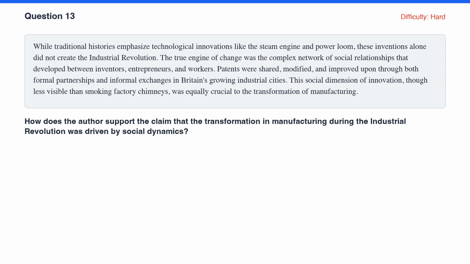Question 13 of 25. Still hard. This passage is titled The Social Engine of the Industrial Revolution. The passage argues that the Industrial Revolution was not driven by inventions alone, but by the web of social relationships among inventors, entrepreneurs, and workers. The question asks how the author supports the claim that social dynamics fueled this manufacturing transformation.